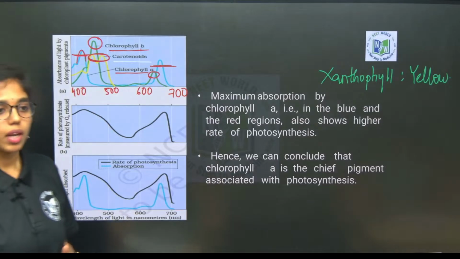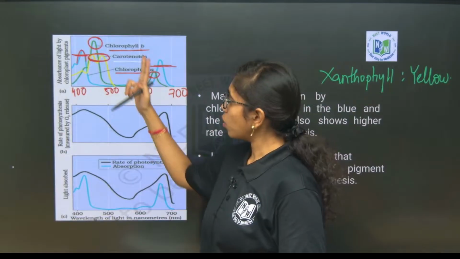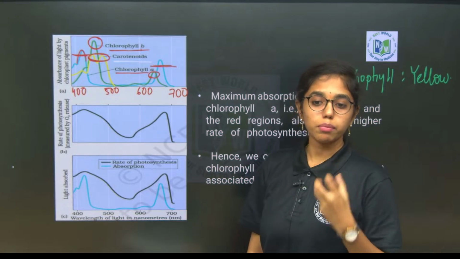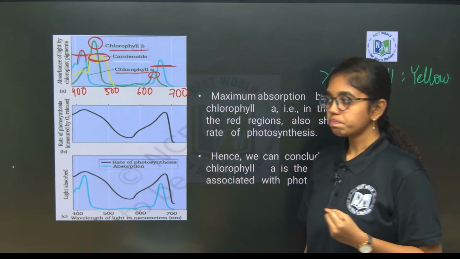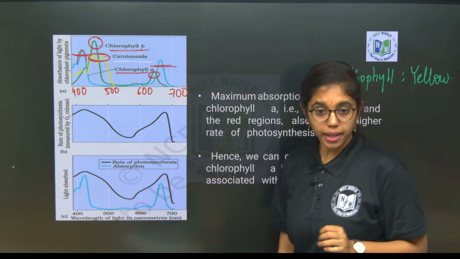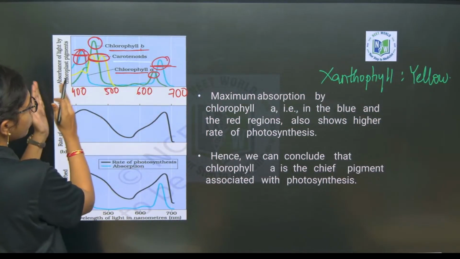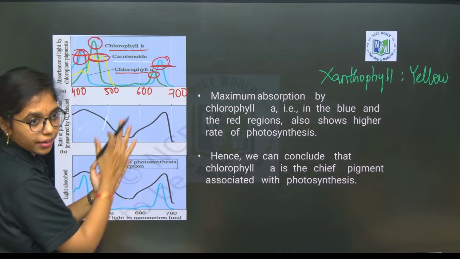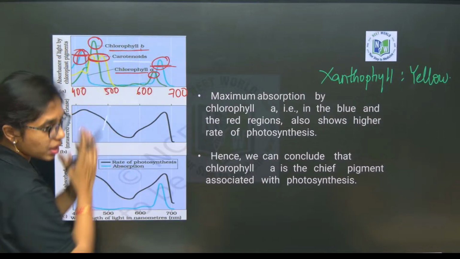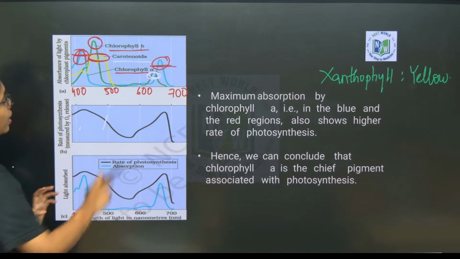Why? If you can say it is fine, if not I will be telling you. Amongst these 3, why is chlorophyll A considered as the maximum light absorbing pigment? Here can you see 2 high peaks, one in between 400 to 500, one in between 600 to 700. Can you see any other pigment showing the same intense peaks? No. Here it is a very small negligible peak, we cannot consider that.